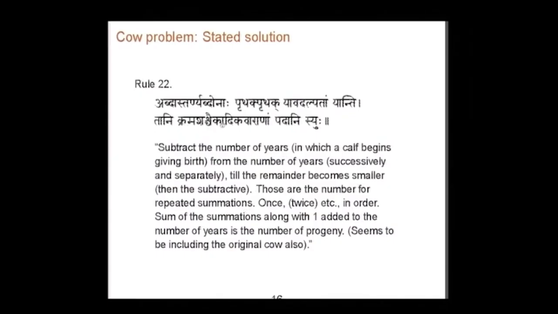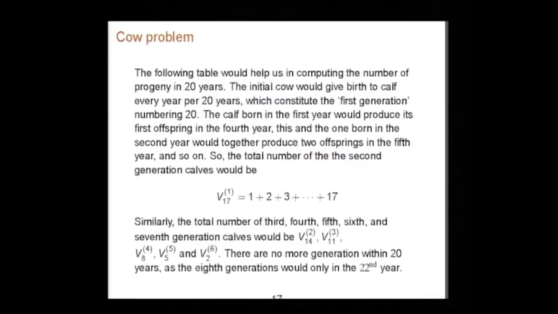These are the numbers for repeated summation. Tani kramashayika ekadika varanam, okay. One stride, etc., in that order, ekadika varanam. This is first sum, second sum, etc. Sum of the summations along with one added to the number of years is the number of progeny. So this is the solution he is giving. Let us understand it. I will explain this slide before giving the table.